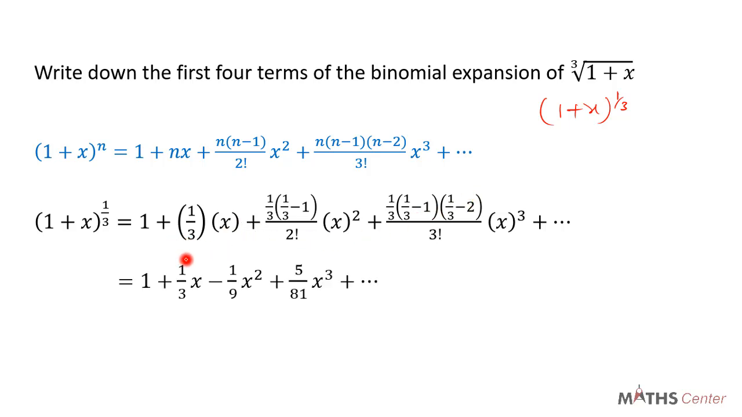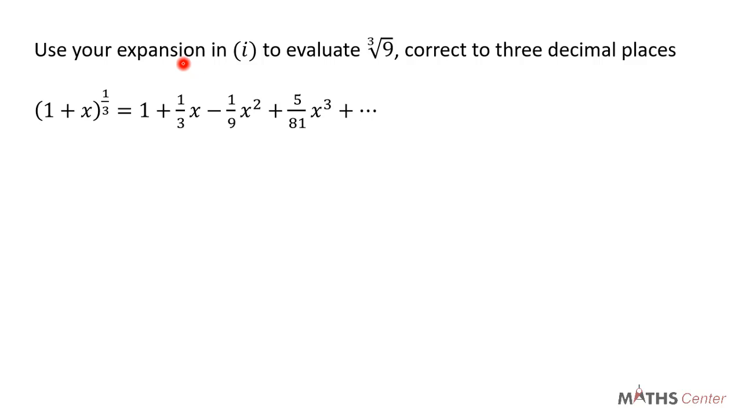When you simplify this, we are going to have 1 plus 1 divided by 3x minus 1 divided by 9x squared plus 5 divided by 81x cubed. Then you bring the addition sign and the 3 dots. So we have been able to expand this up to the first 4 terms. The second part of the question says that we should use our expansion, which is what we have here, to evaluate the cube root of 9. And we are supposed to correct our answer to 3 decimal places.